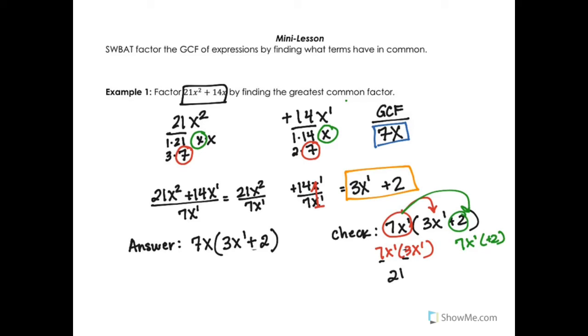7 times 3 gives me 21. And x to the first times x to the first, when I'm multiplying, you have to be very careful and determine the operation you're working with. When I'm multiplying, I keep my variable. Anytime you're multiplying something, it's getting bigger, so I'm going to add the exponents to give me 2. And then on this side, 7 times positive 2 gives me positive 14. And I have this x to the first here, which is not being multiplied by anything else. We can see that it's exactly the same as what we had in our original expression, which means that we've done the work correctly.